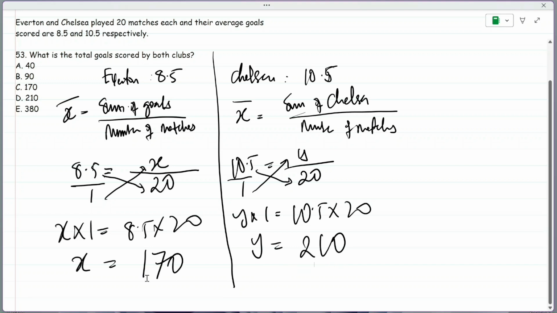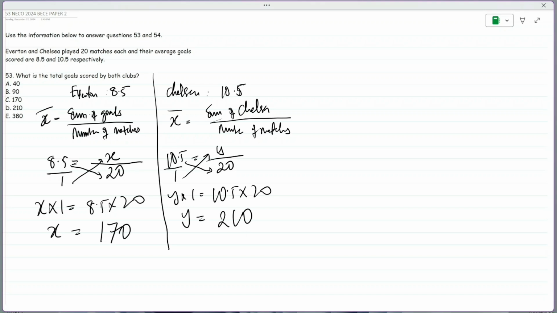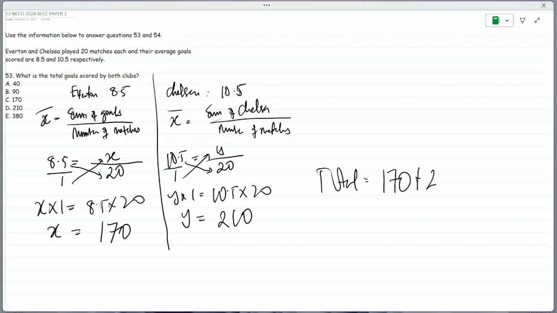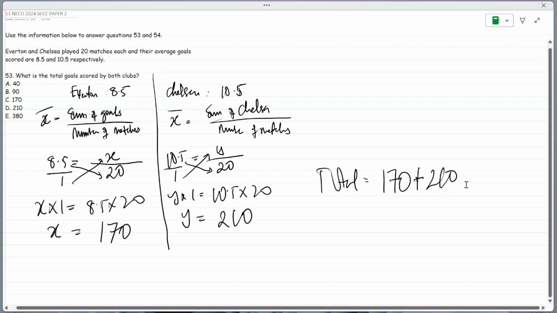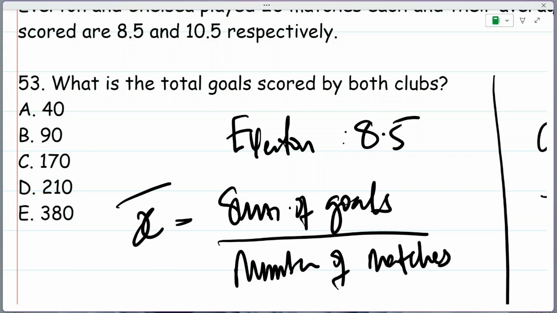We now know Everton scored 170 goals and Chelsea scored 210 goals. Now the question says, what is the total goals scored by both clubs? So we have to add the total number of goals scored by Everton plus those scored by Chelsea. We have the total number of goals of both clubs as 170 plus 210. 170 plus 210 equals 380. So both teams scored 380 goals. From our options, our answer is E, 380 goals.